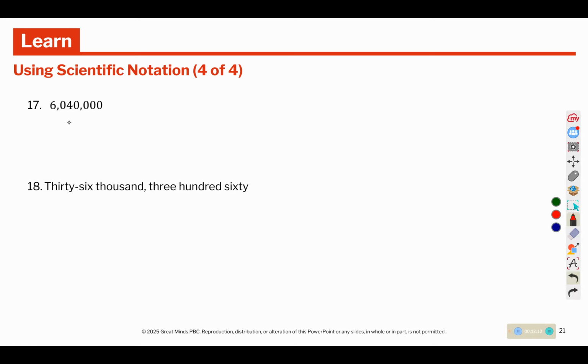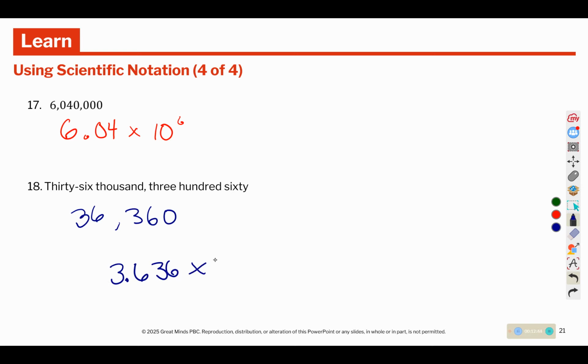For this one, we have 6, then the decimal. We need to go 0 and 4, but we don't need the rest of the zeros. If I put my decimal here, that leaves me with 3, 6 place values. So it should say 10 to the 6th. It may be helpful to write out 36,380 or 360 as a regular number before you convert it to scientific notation. If I place my decimal there, that's 4 place values after the decimal.